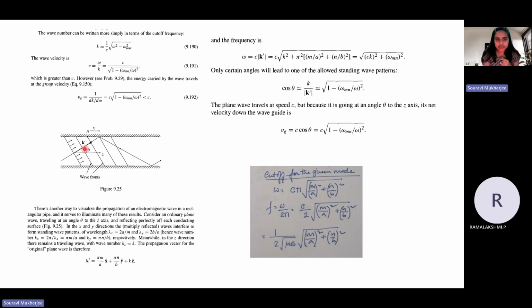Okay. So basically, if your waves are starting at different angles here, what are the possible angles that would result in some net standing wave patterns? Okay. What are the values of theta? So you can just find.